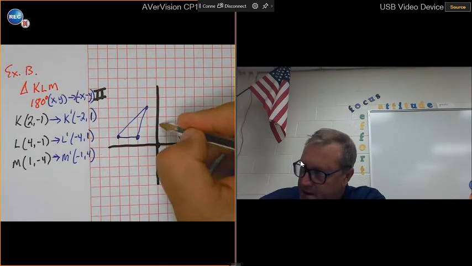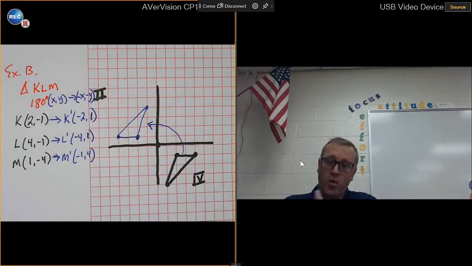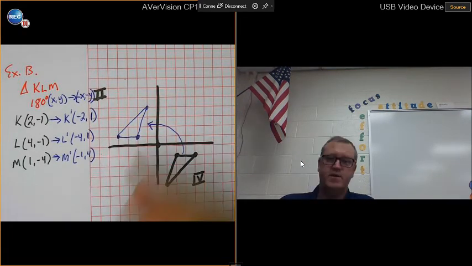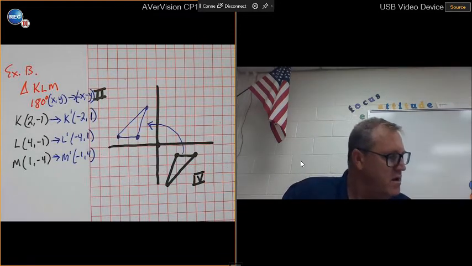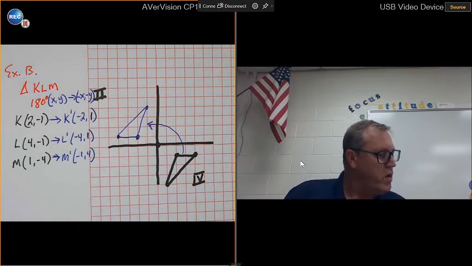So in this case, we're going that direction. Or, we could have went that direction, but counterclockwise. All right, questions on example B?